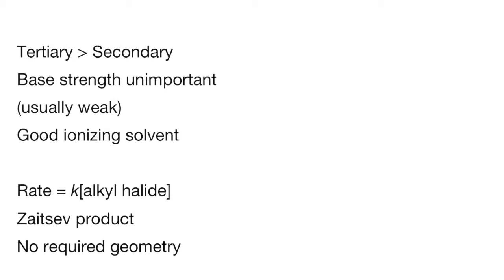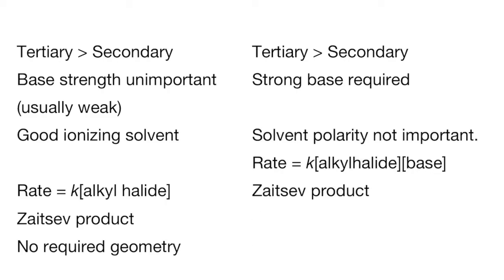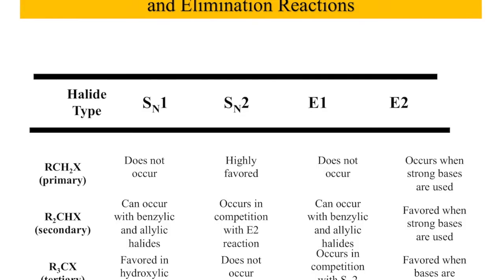Tertiary is more reactive than secondary. The strength of the base is not important. Regarding ionizing of the solvent, we are not talking about anything on ionizing products. The Zaitsev product is the more substituted alkene. You can eliminate that previous slide and consider this, because everything here is explained very well.